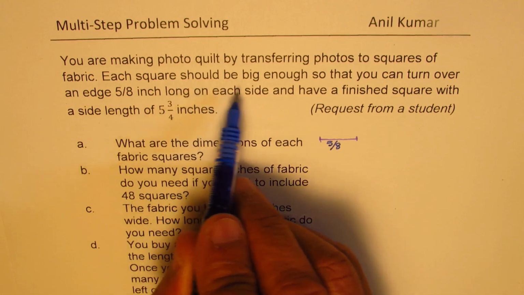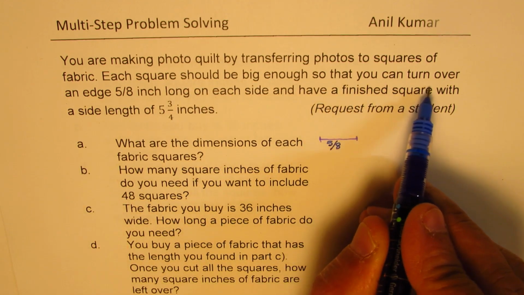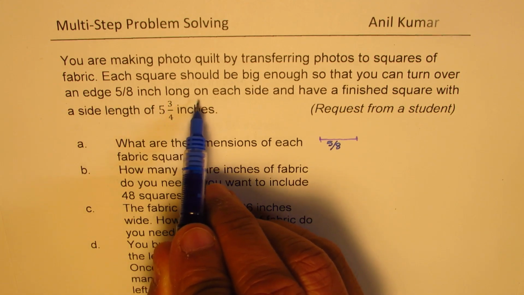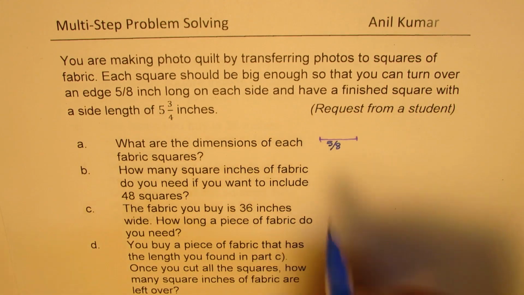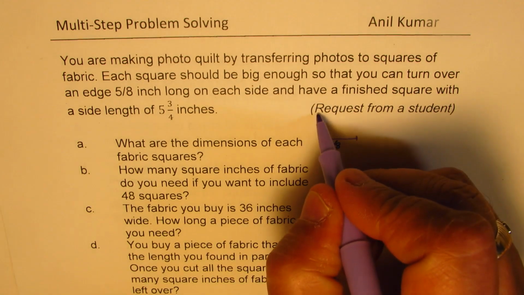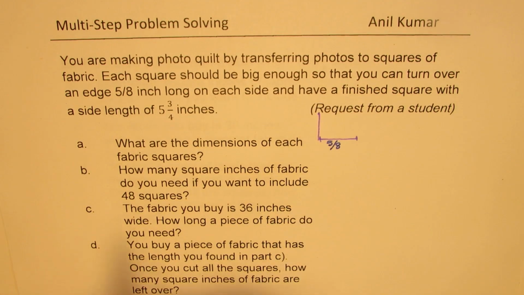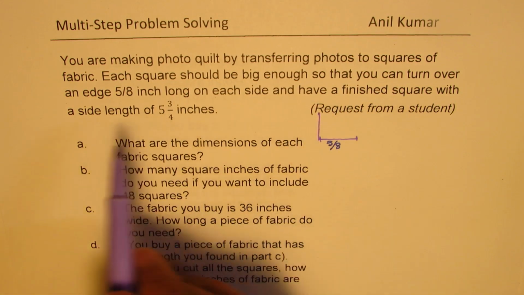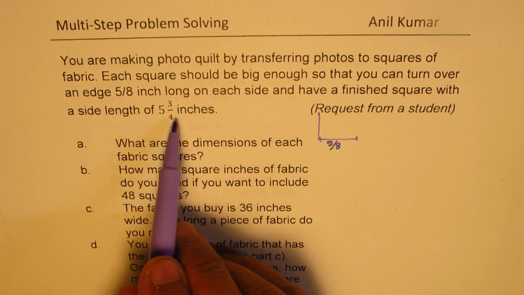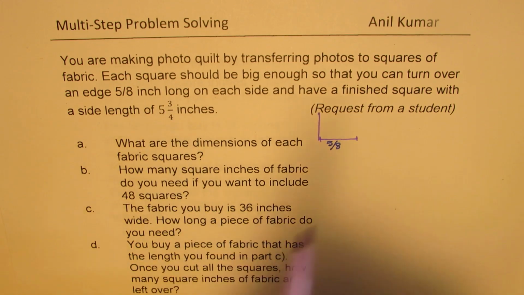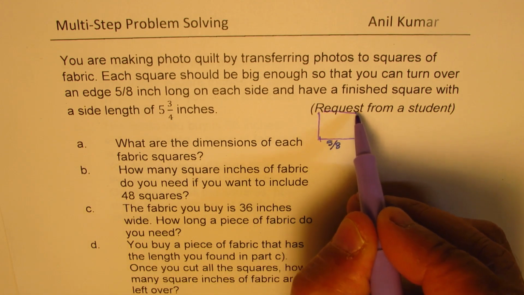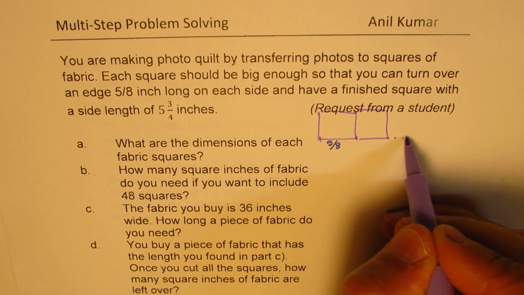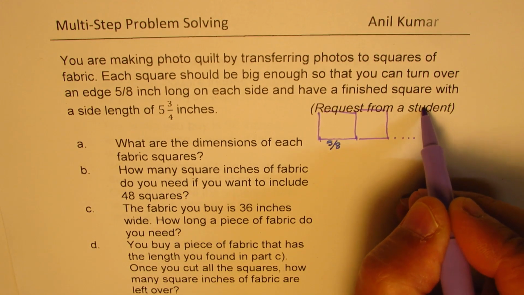Each square should be big enough so that you can turn over an edge 5/8 inch long on each side. That means both sides, right? So on both sides it should be 5/8, and have a finished square with side length of 5 3/4 inches. So like this, there will be many squares.